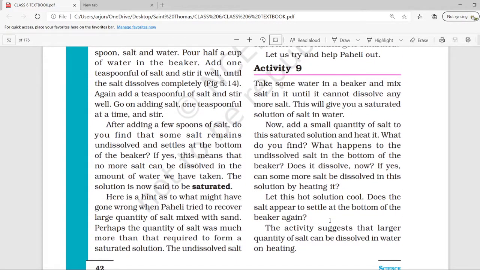Activity number 9: take some water in a beaker and mix salt in it until it cannot dissolve any more salt. This gives you a saturated solution of salt in water. Now, add a small quantity of salt to this saturated solution and heat it. What do you find? What happened to the undissolved salt at the bottom of the beaker? Does it dissolve now? If yes, can some more salt be dissolved in this solution by heating it? So there are numerous questions. We will answer them one by one.